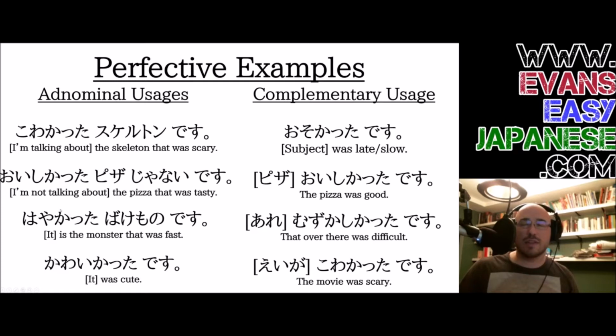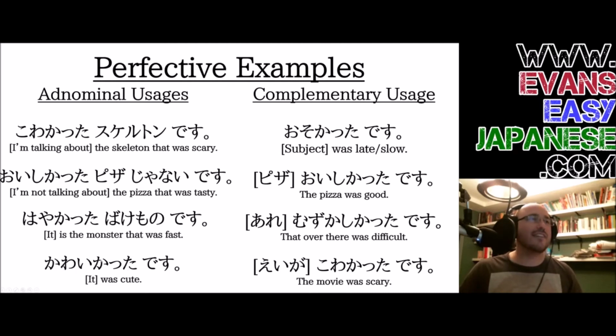That could easily be the one that is fast, but imagine that we entered the room, we almost got our butt kicked, and we're like, that fast monster was bad. So we leave, heal ourselves up, and then we rush back in. Which one are we going to kill first? The one that we're going to kill first is the hayakatta bakemono desu. It is the monster that was fast. This is an acceptable translation as well.